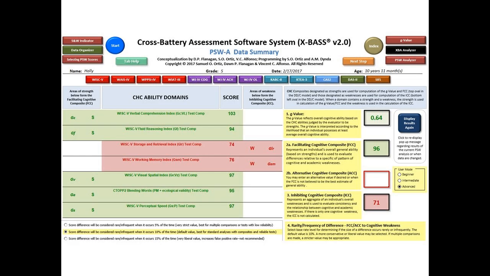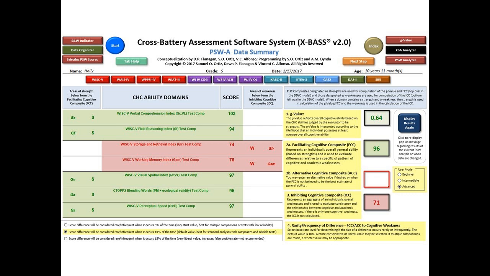And that's exactly what it says it is. It's a summary of your data. So you can see all the areas in green that you selected as strengths, the areas in red that you selected as weaknesses. The program reports a G-value. The G-value reflects overall cognitive ability based on the CHC abilities judged by the evaluator to be strengths. So it's interpreted according to the likelihood that an individual possesses at least average overall cognitive ability. And that's based on G-weight.